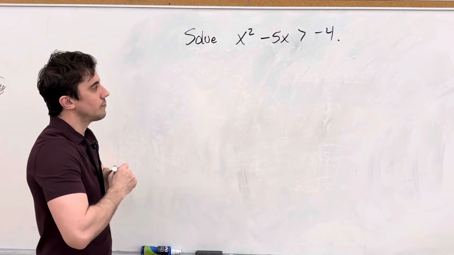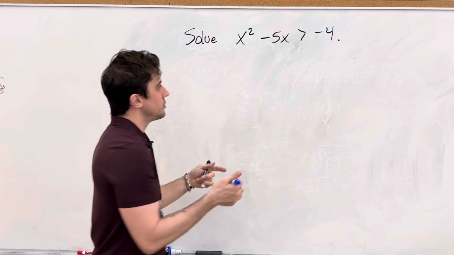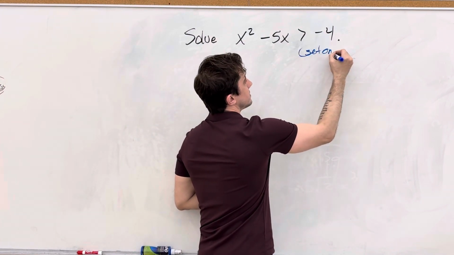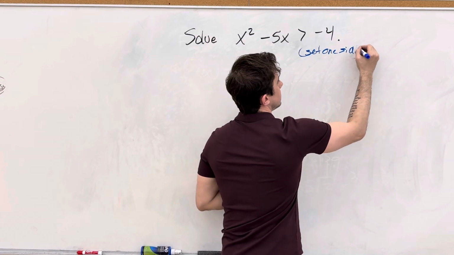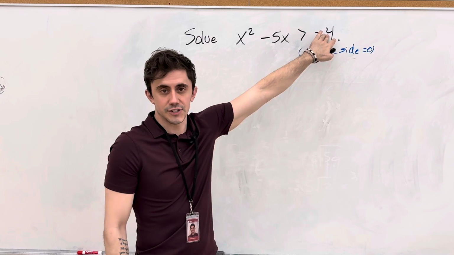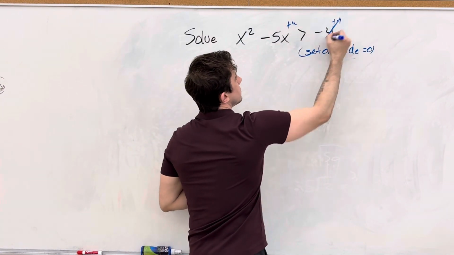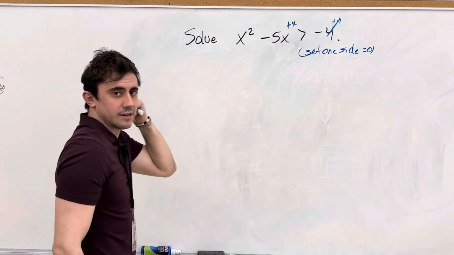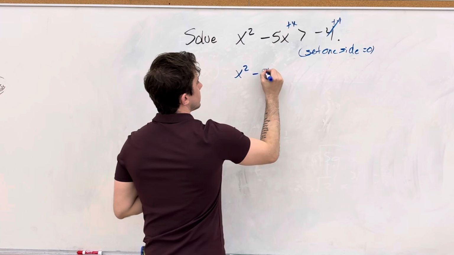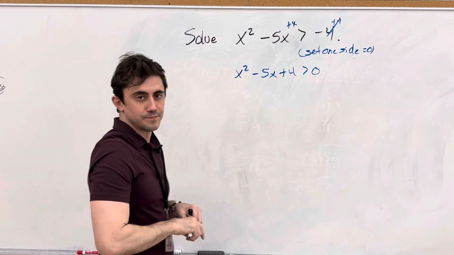So we're going to use a similar strategy to the one we use to solve quadratic equations, which is to set one side equal to 0. So I'll put that in brackets. We typically set one side equal to 0. Now, obviously, the right-hand side is easier to do that with, and so I'll add 4 to both sides to get rid of it on the right-hand side. And so now our inequality says that x squared minus 5x plus 4 is greater than 0.